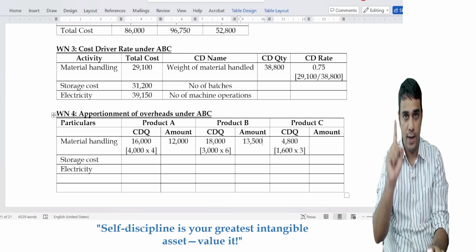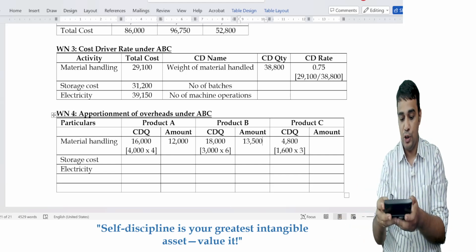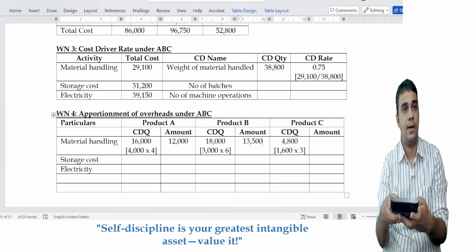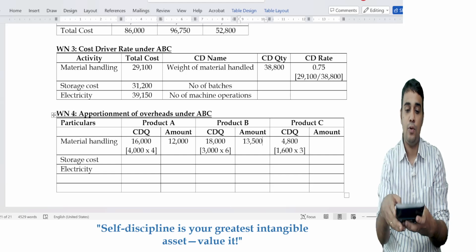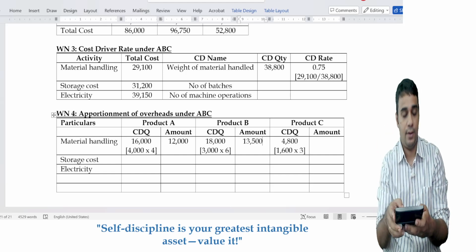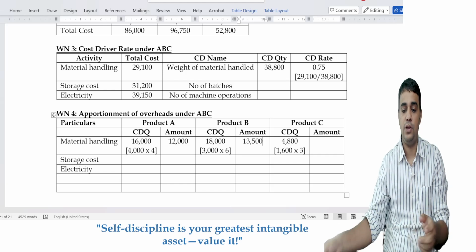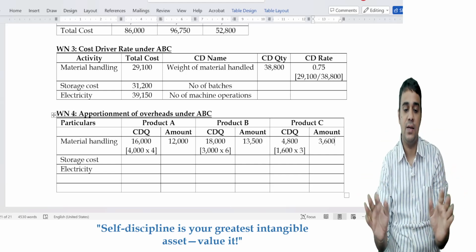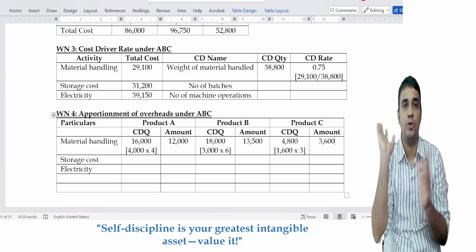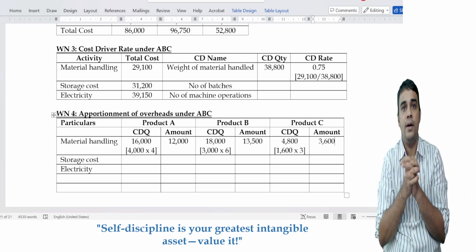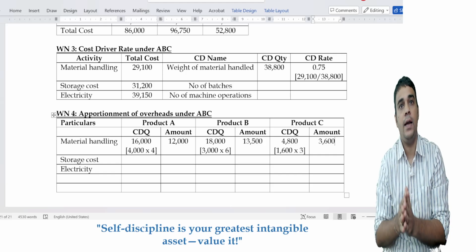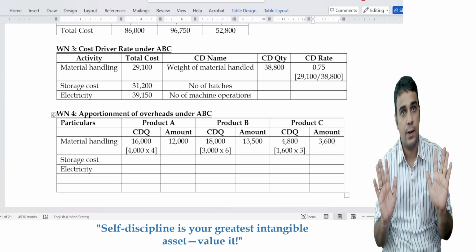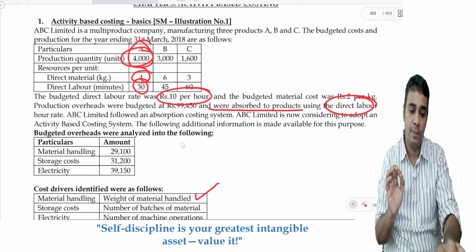Again, I'm repeating. 0.75 you would have got. So I'll start from the beginning. 0.75 into 16,000 equal to 12,000. 18,000 equal to 13,500. 4,800 equal to 3,600. Clear? Now the 29,100 we have bifurcated to product A, product B, and product C. This is what the step is all about. Any doubts in this? Clear?